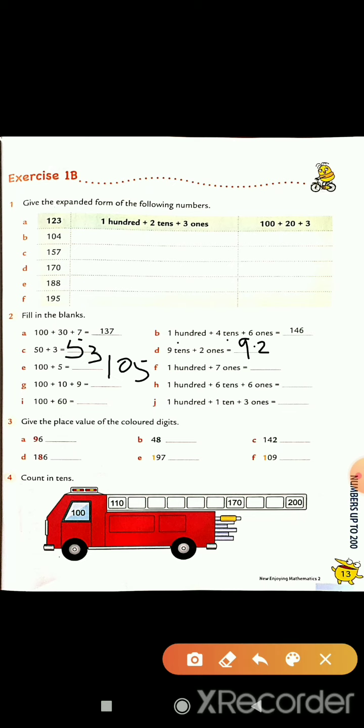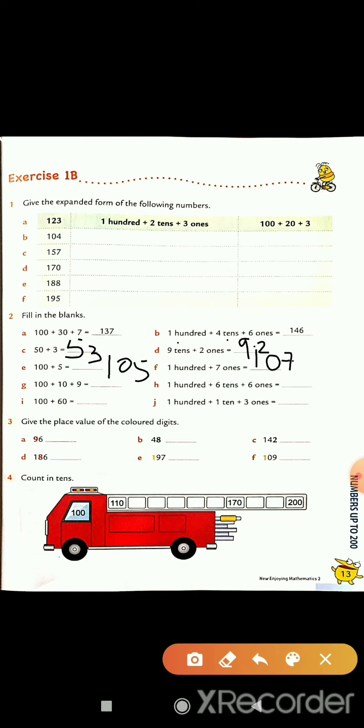In the same way, F is also there. 100 plus 7. 100 means in the place of 100 we have to write 1. There are no tens here. So in the place of tens we will write 0. Don't forget to write 0. Next, 7 ones. So in the place of ones we will write 7. So our number is 107.